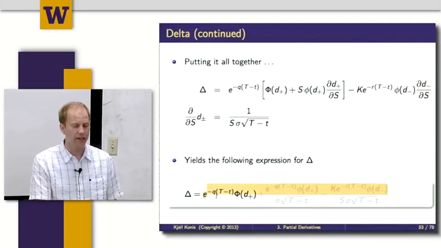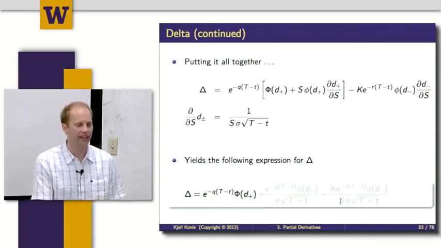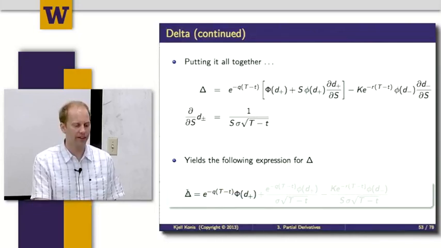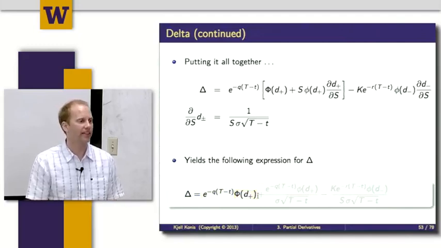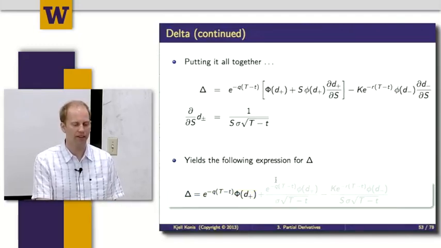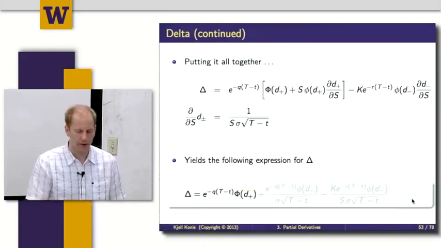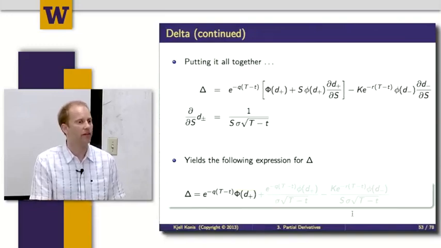So I'm going to get e to the minus q times T minus t times capital phi of d plus. And then I have the rest of this in light gray. Because if you look in the textbook, just the part in the dark black is the entire expression for delta, but we still have these other terms left over. And so in the next set of slides, I'm going to go through an argument about why that's going to be equal to 0.